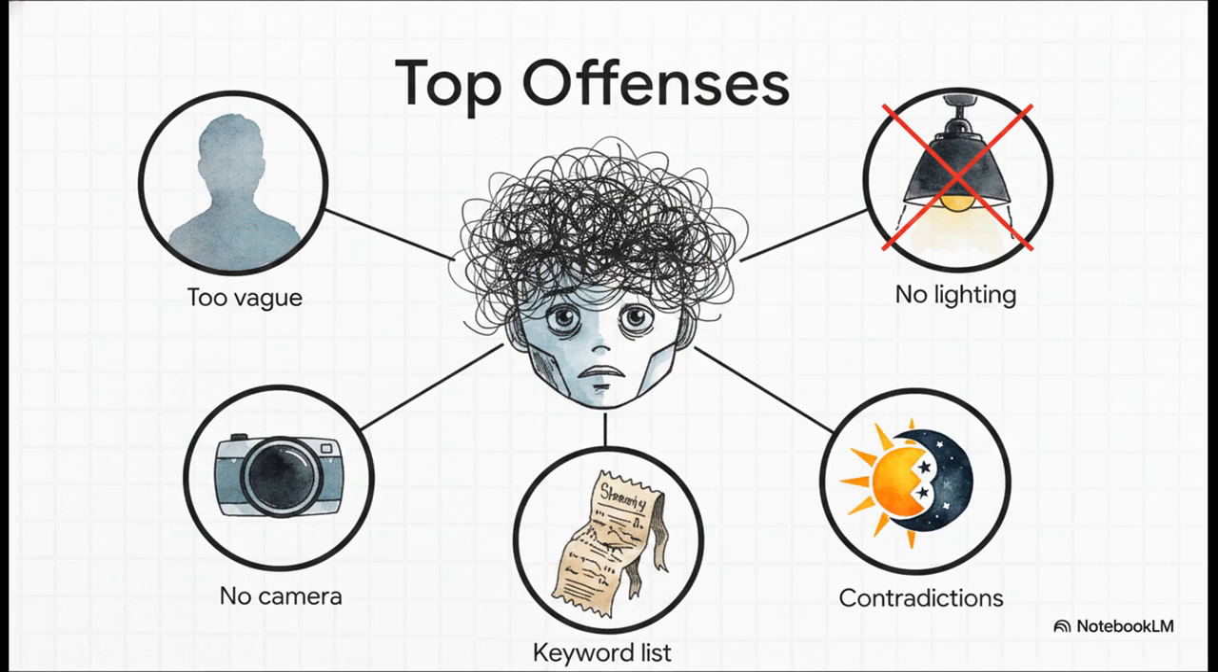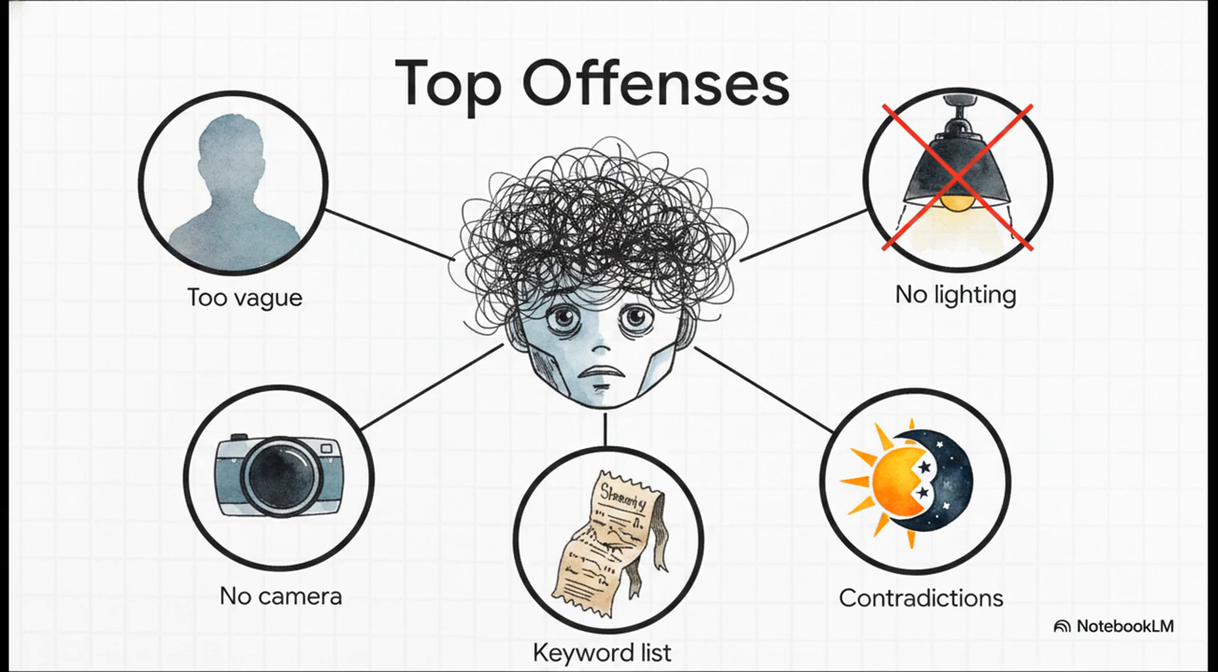First, being too vague, like just saying, beautiful woman. It leaves way too much to chance. Skipping lighting and camera details, like we just talked about, robs your image of that pro-photographic quality. Another big one, prompting like a shopping list. Don't just throw disconnected keywords at the AI, write cohesive descriptions. And finally, watch out for contradictory details. If you ask for a bright sunny sky and dark moonlight in the exact same prompt, you're just going to confuse the AI and get a totally messy result.